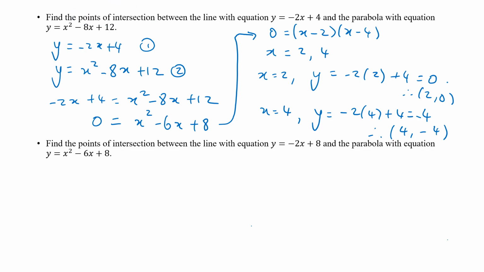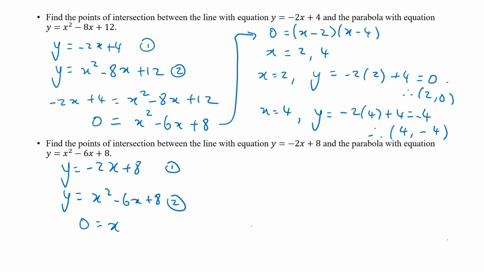Same thing with the second one. Substitute them in. I'll skip ahead and just tell you it's x squared minus 4x. And so your two values are x equals to 0 and 4. You can check the written notes if you need to.